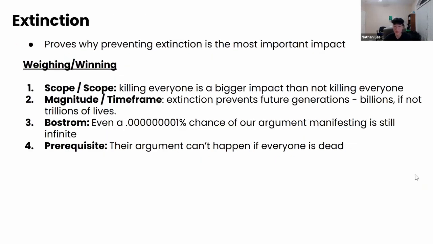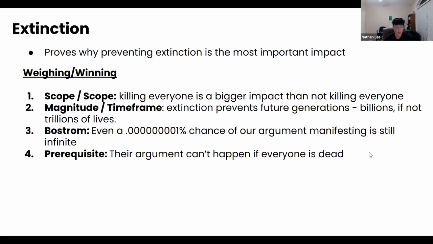Okay. Then, if you're reading extinction in contrast, you need to prove why preventing extinction is the most important impact. These are pretty intuitive usually. The mechanisms you use are scope. Killing everyone is a bigger impact than not killing everyone. That should also say severity after scope, right? If we're all dead, that's pretty severe. Magnitude times time frame as well, because extinction prevents future generations from being born, which means that if every single unborn family and generation that you're thinking of is also killed in the process, that's an unimaginably large scope.